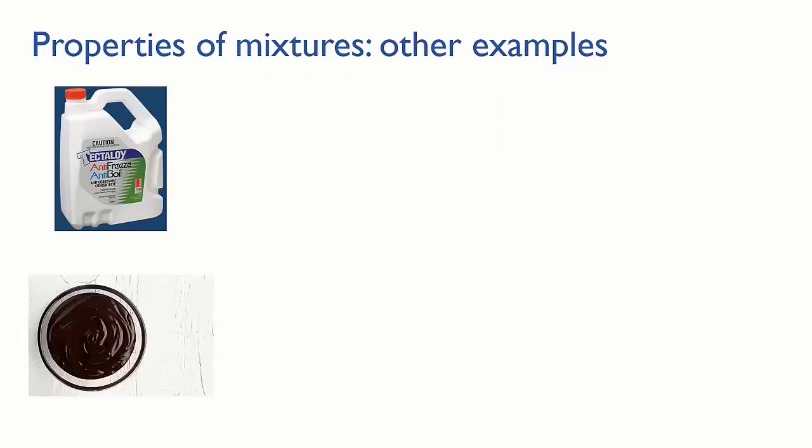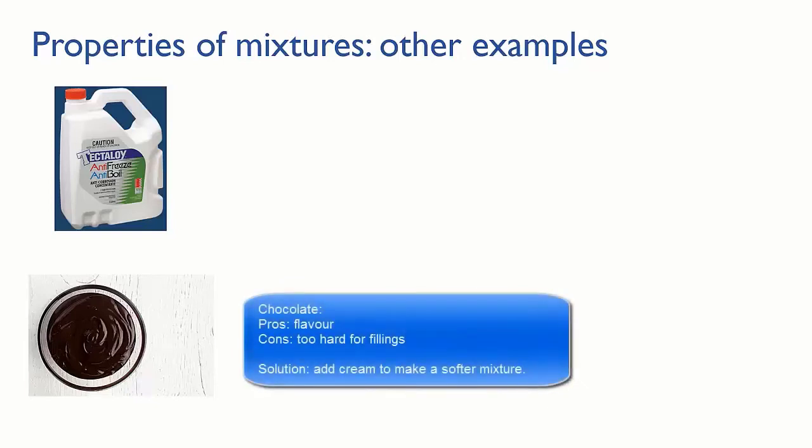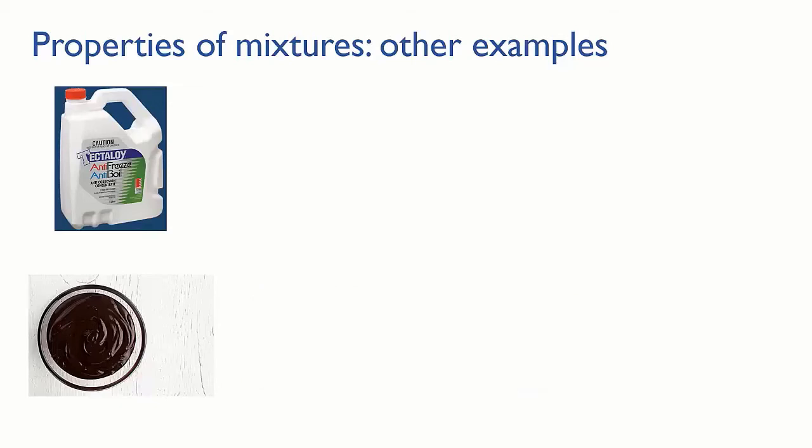Ganache is the soft, smooth, chocolatey mixture used in many desserts or in chocolate centres. It's made by carefully mixing the right proportion of chocolate with cream. The chocolate gives the flavour, but it's too hard and brittle for soft fillings. The cream tempers the texture of the chocolate and makes it soft and workable.